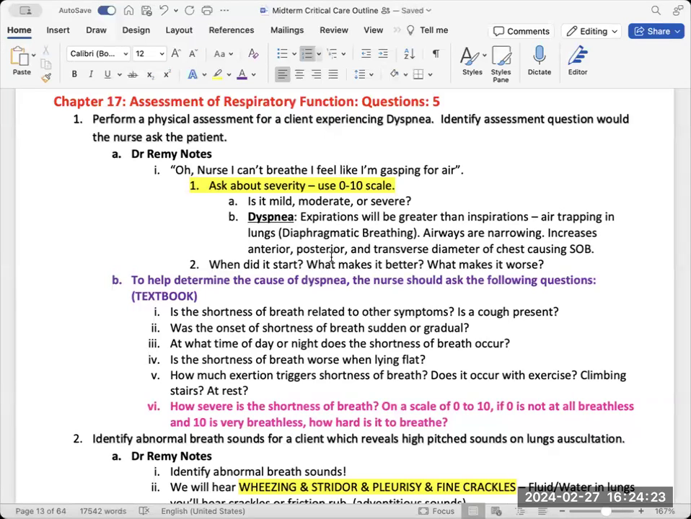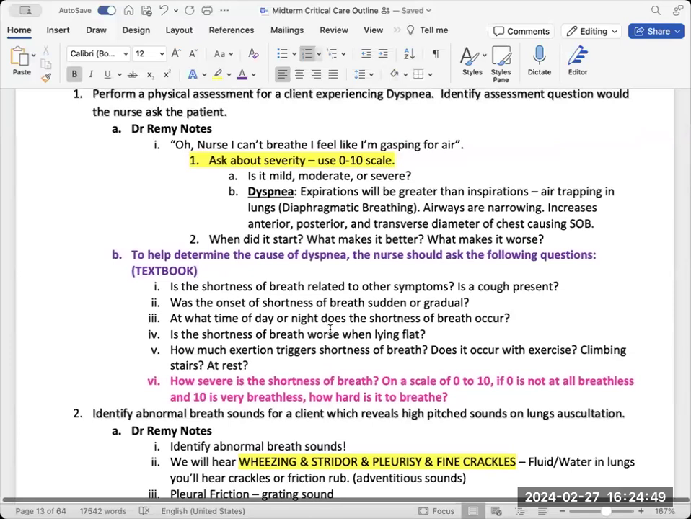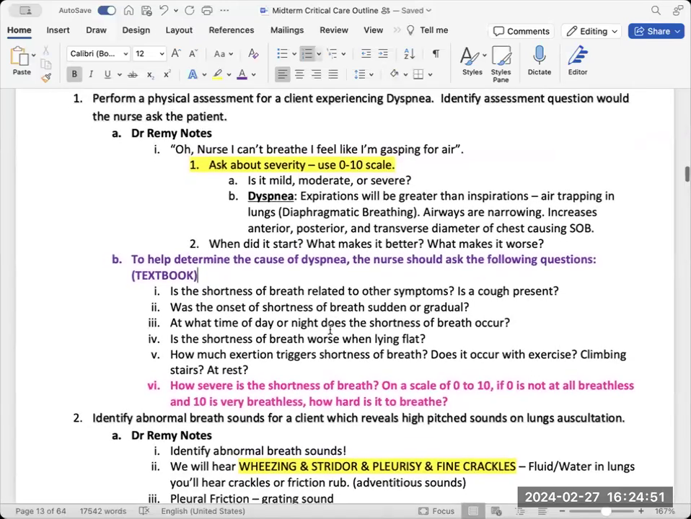specifically, if they said they can't breathe, they feel like they're gasping for air, our first thing is to ask them about the severity using a scale from 0 to 10. And actually, in the textbook, I found a bunch of different questions that could help determine the cause of dyspnea. But one of them said, ask them, how severe is the shortness of breath on a scale from 0 to 10? If 0 is not at all breathless and 10 is very breathless, how hard is it to breathe? This is the question that we should be asking a patient who's experiencing dyspnea.